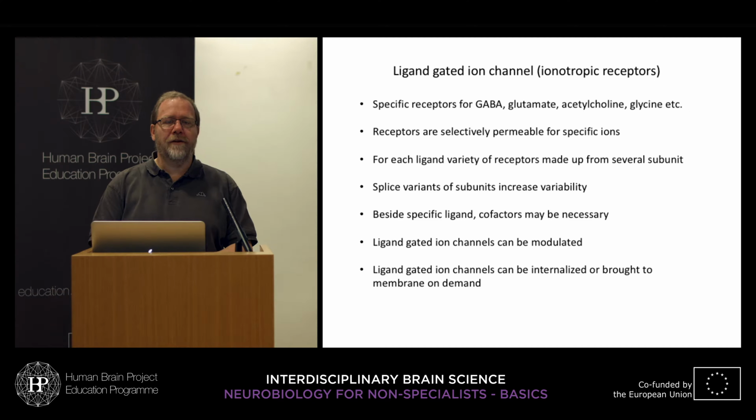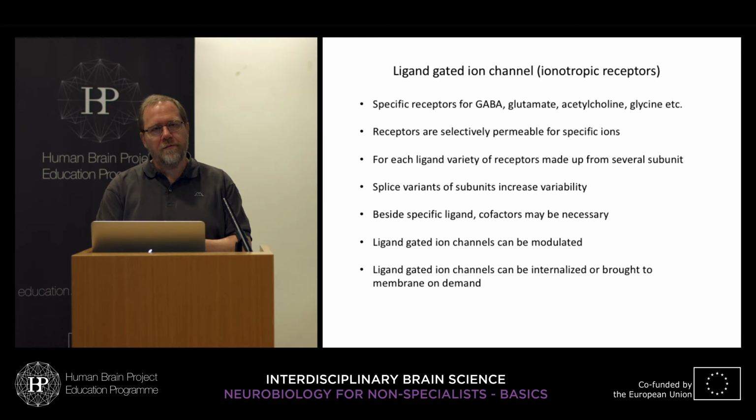Moreover, we have different forms of these subunits. These subunits are not always the identical lengths of the protein. There are short forms and long forms, which can be produced from different cells, which increases the variability. If we look at the GABA-A receptor, it's a pentameric structure, so it has 5 subunits. And in humans alone, we know 13 different of these subunits.